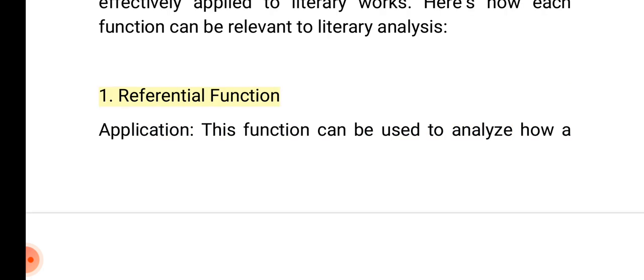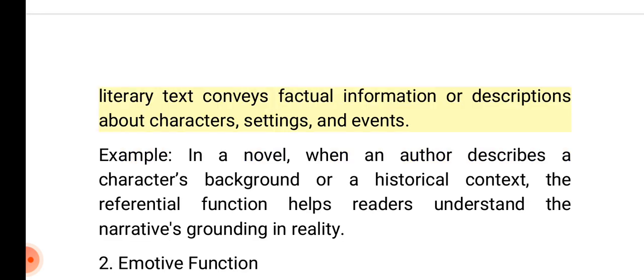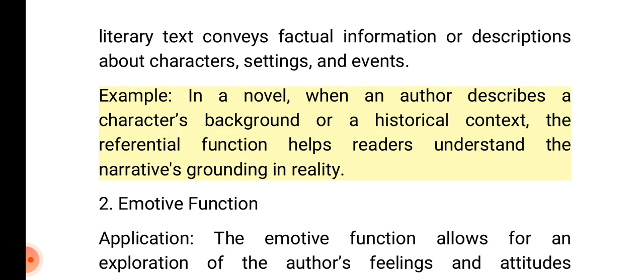1. Referential function. Application: This function can be used to analyze how a literary text conveys factual information or descriptions about characters, settings, and events. Example: In a novel, when an author describes a character's background or a historical context, the referential function helps readers understand the narrative's grounding in reality.